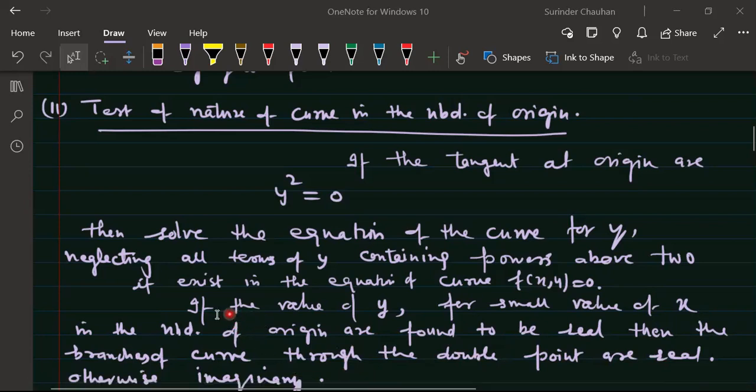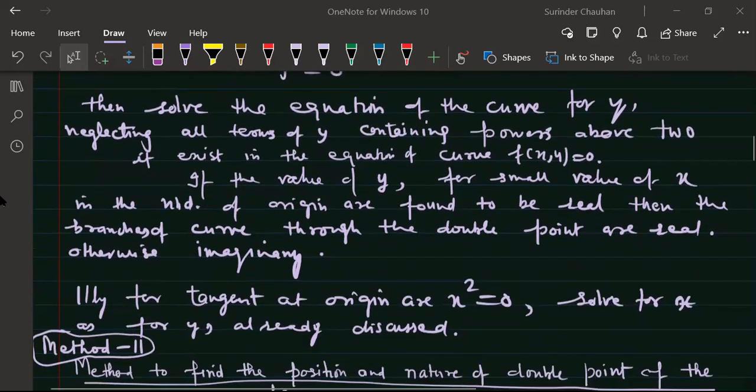Now this will decide everything. If the values of y for small values of x in the neighborhood of the origin are found to be real, then the branches of the curve through the double point are real. Otherwise, they are imaginary.